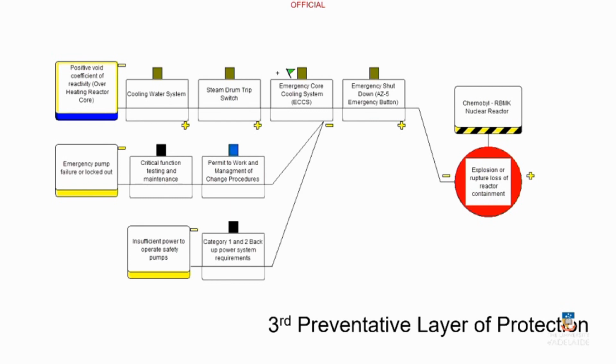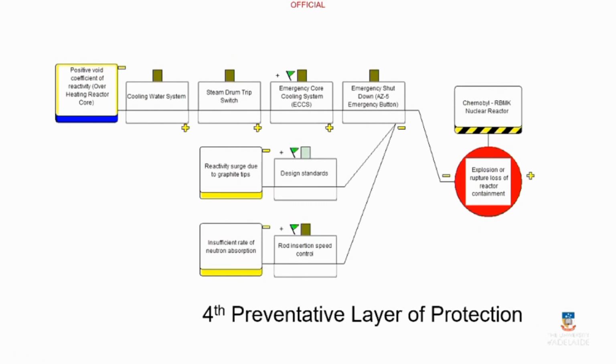Again, insufficient power to operate the pumps safely. These were controlled by what they call Category 1 and Category 2 backup power system requirements, which again were on the emergency control. This was an emergency cooling system, not on the cooling water system itself. So if they lost power, they had plenty of backup power to activate these emergency cooling systems. Again, but these would obviously have been subject to critical function testing. And finally, of course, was the final shutdown button.